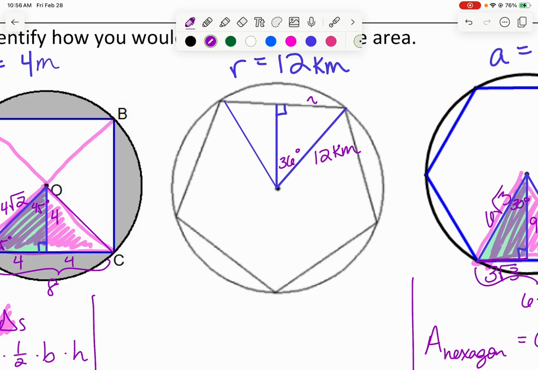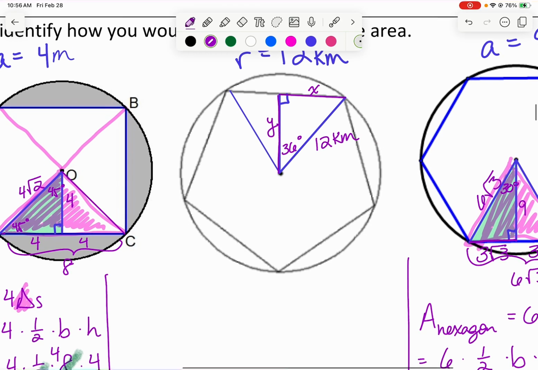Now we need to find this distance, which we're going to call x, and this distance, which we're going to call y. So now think, we cannot use special right triangles, so we're going to have to use, hopefully you said in your head, sine, cosine, or tangent. So now take a pause and find the values of x and y in terms of sine, cosine, and tangent, or whichever one you need here. All right, so to find x, I'm going to need to use sine, so I'm going to have the sine of 36 degrees equals x over 12. And when I multiply both sides by 12, I get 12 sine 36 degrees equals x.